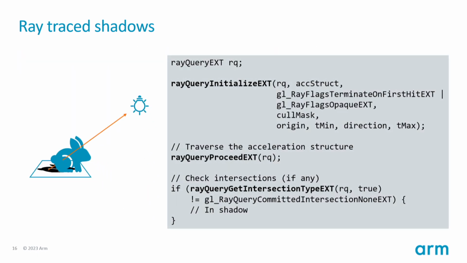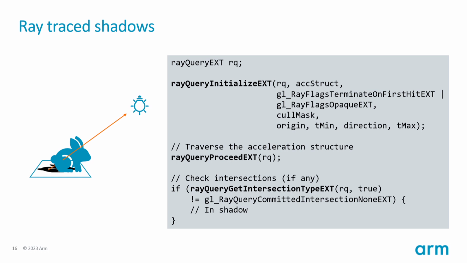So here is how the ray query API looks in our shader. This is in a fragment shader. Just a couple of simple function calls. In this case, we define our ray query context and initialize it with our ray origin and direction. Then we start a traversal of the acceleration structure by calling rayQueryProceed.